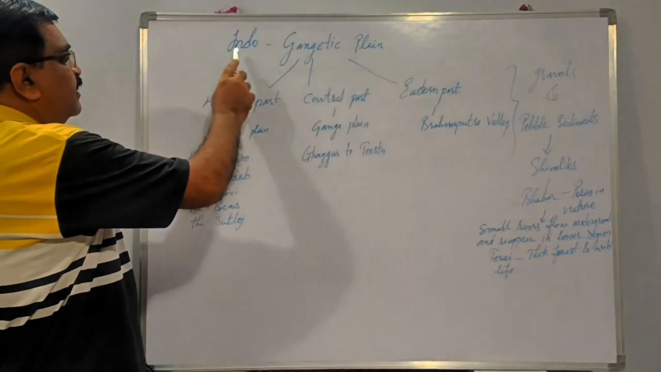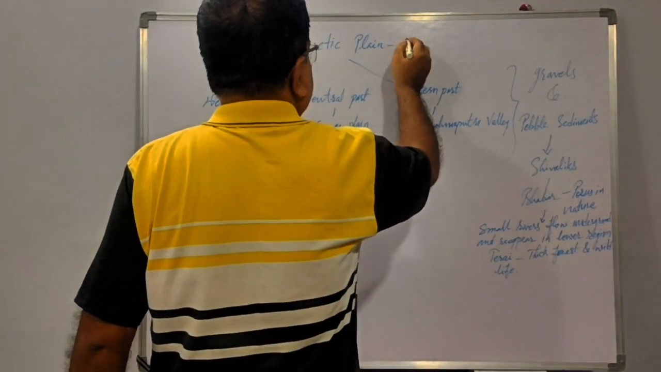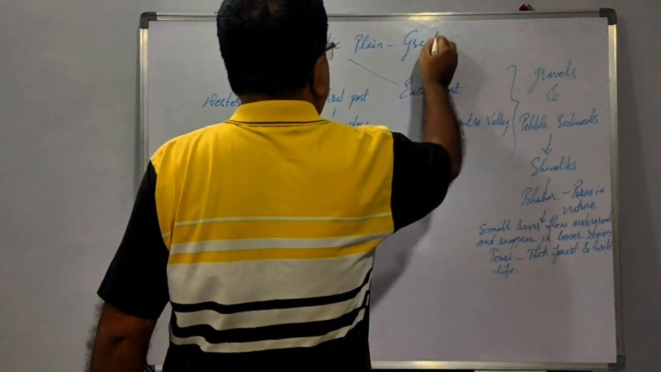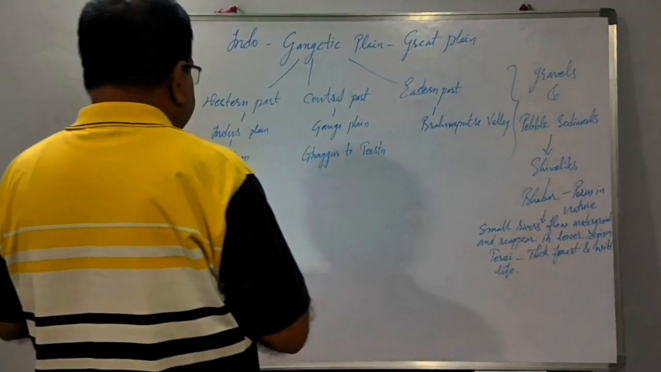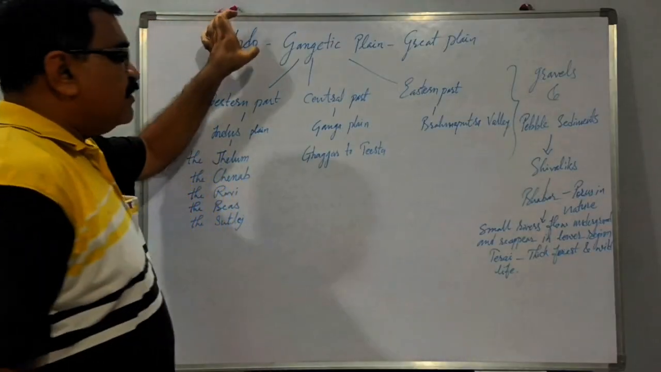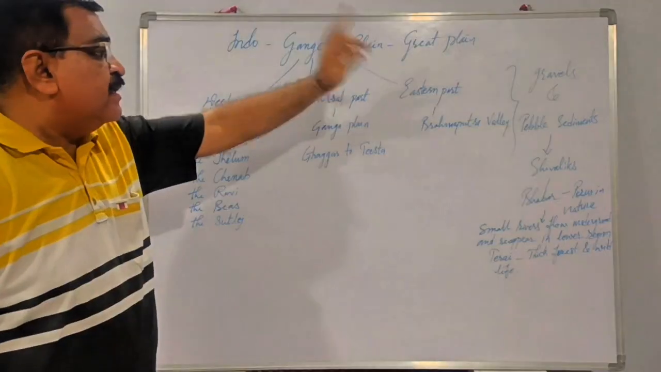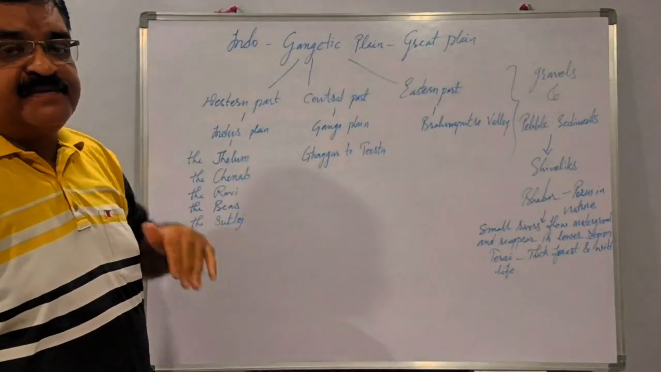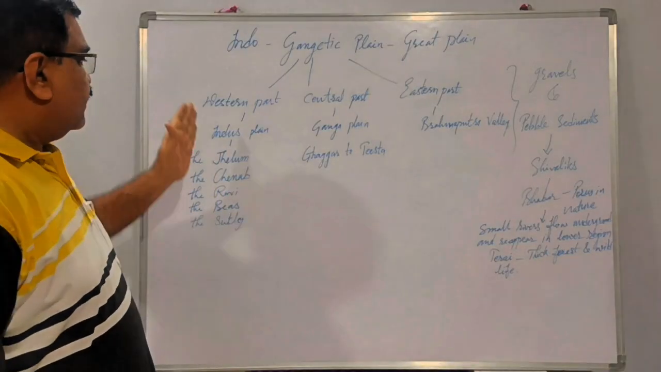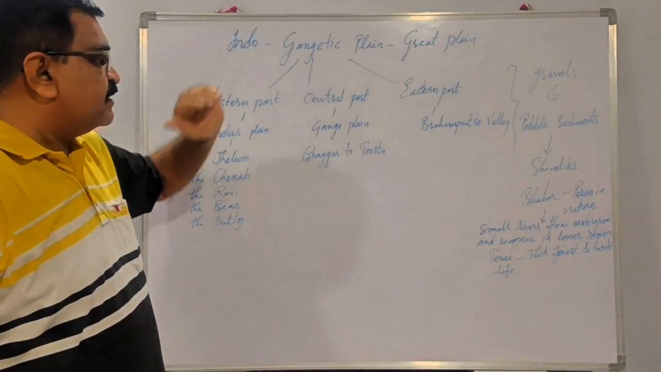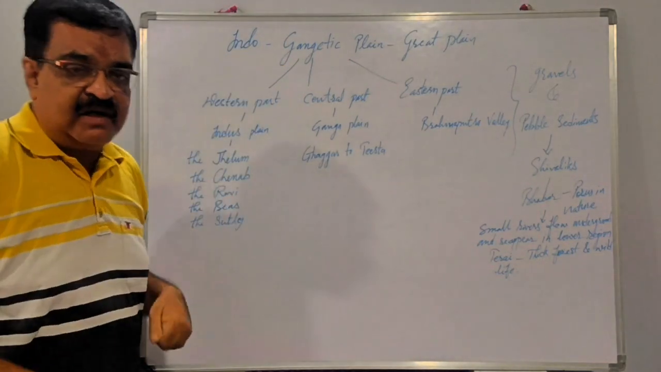Now we can cover the topic of the Indo-Gangetic Plain. The Indo-Gangetic Plain is also known as the Great Plain. The reason behind it is that most of the fertile land of India belongs to the Indo-Gangetic Plain. All types of crops are grown in the Indo-Gangetic Plain. The reason is that the rivers Indus and Ganges bring a lot of alluvium. Alluvium means fertile soil.